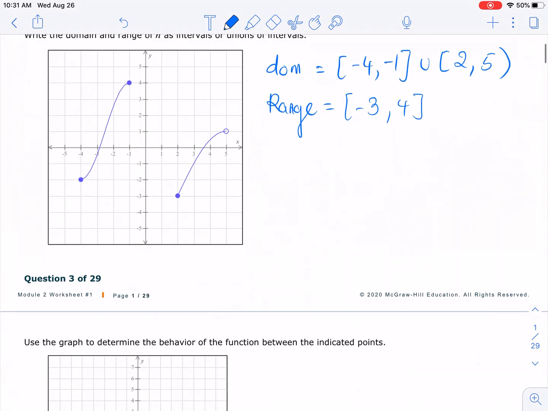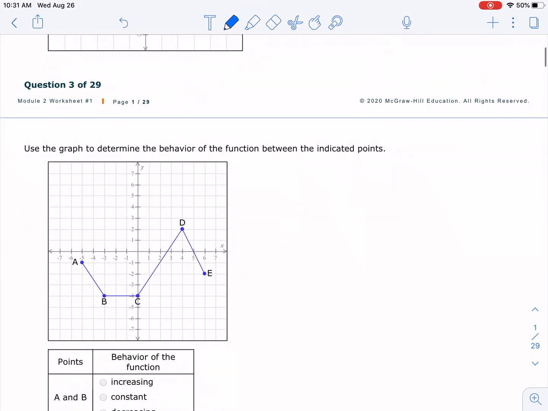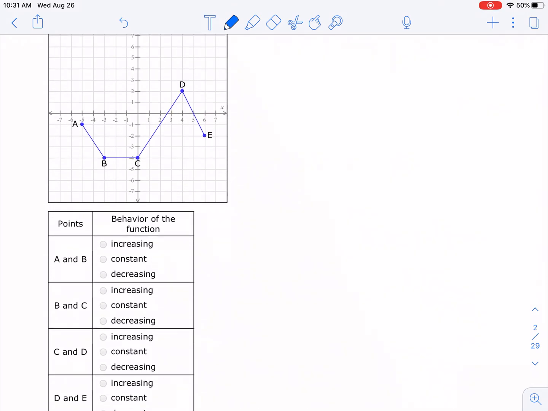Okay, all right, moving on to number 3, we want to use the graph to determine the behavior of a function between the indicated points. So you see from point A to B, so we go from here to here. You can see that it is decreasing. From B to C is constant. From C to D, you go up, so it's increasing. And from D to E, we go down, so it's decreasing.